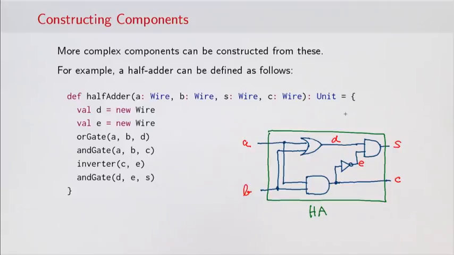So let's see how we would express our half adder using this language. So a half adder then is a circuit that takes 4 wires, the 2 inputs A and B, and the outputs S and C. What we need to create then is 2 internal wires, that's the D and the E, that's done here. And then we place an OR gate between A, B, and D, that's that gate here. We place the AND gate between A, B, and C. That's that gate here. We place the inverter between C and E. Here you see it. And finally, we place the AND gate between D, E, and S.